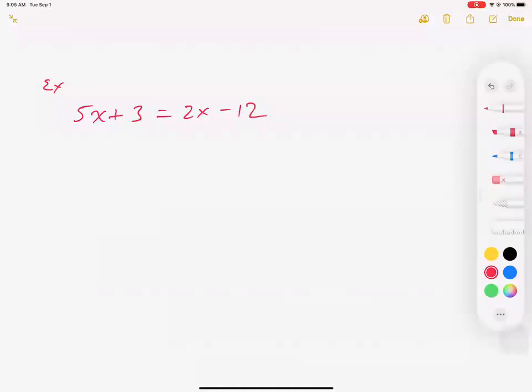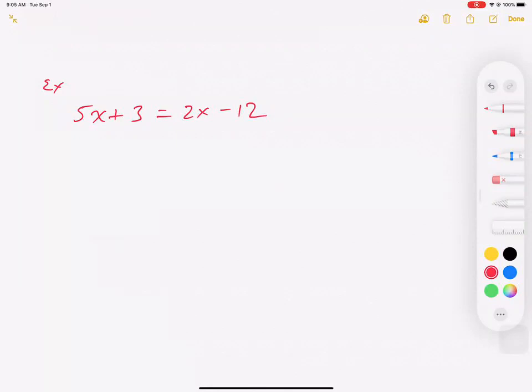So what we've been doing again, we've been solving for x's on both sides. Our first example is 5x plus 3 equals 2x minus 12. Remember, on your side, you should be copying these notes and these examples, and then try to do them by yourself. So my first question is, what is our goal?